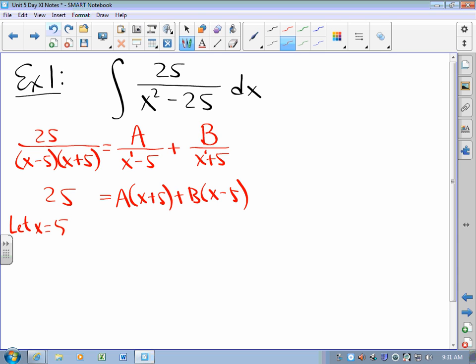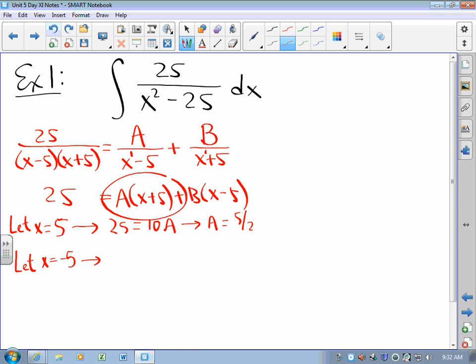We're going to let x equal 5. And by letting x equal 5, we are going to drop that term right out of there. So if x is 5, then 5 plus 5 is 10, that's 10A. 5 minus 5 is 0, that term drops out. And so A is the fraction 5/2. Similarly, we're going to let x equal negative 5. And by letting x equal negative 5, we're going to drop that term right out. Negative 5 plus 5 is 0. That's going to drop right out. Negative 5 minus 5 is negative 10. And so B is the fraction negative 5/2.